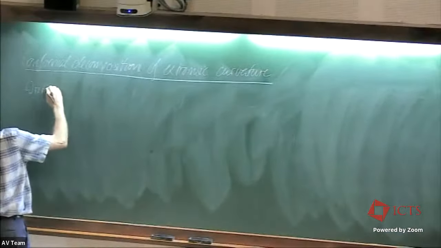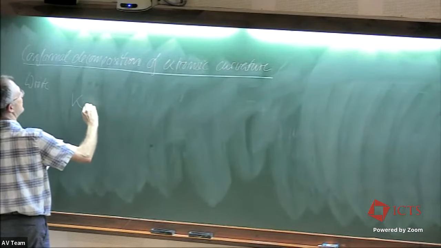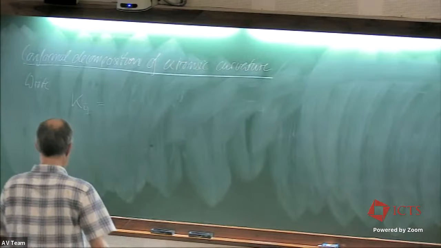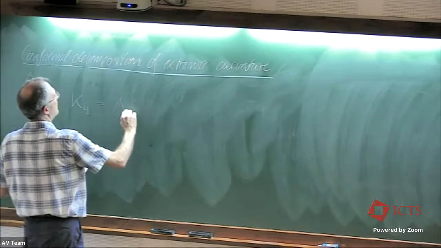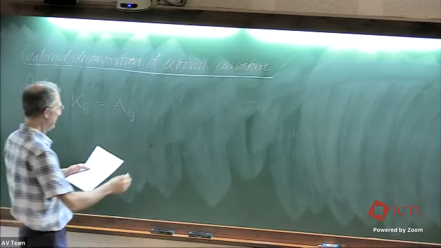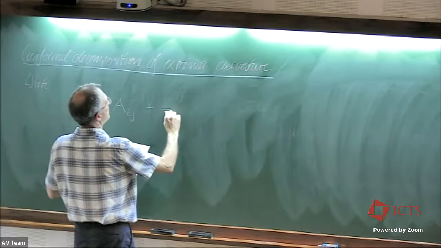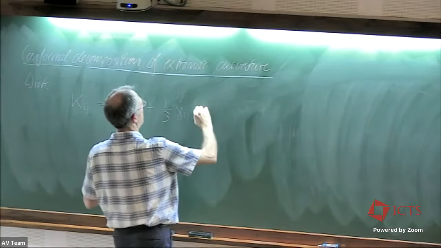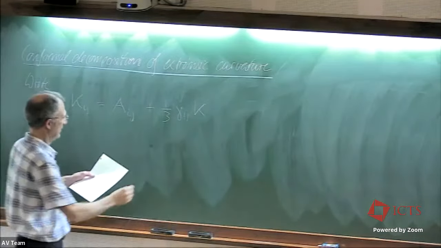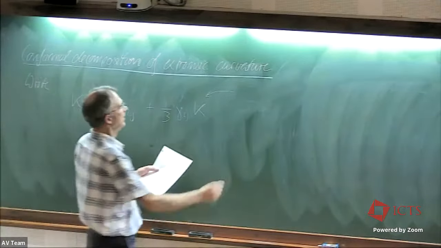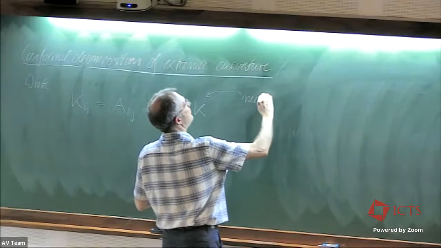Right? So let me start by writing the extrinsic curvature as a sum of two tensors. One is the traceless part of the extrinsic curvature, which I'll call A_ij. And then I add to that back in the trace by adding 1/3 gamma_ij times K. Okay, so K is now the trace of the extrinsic curvature, which we also refer to as the mean curvature.